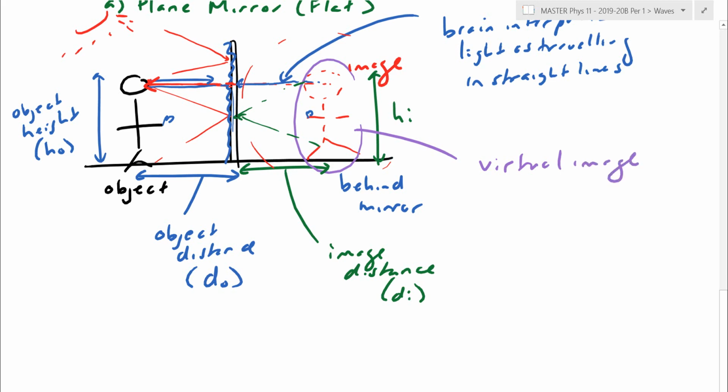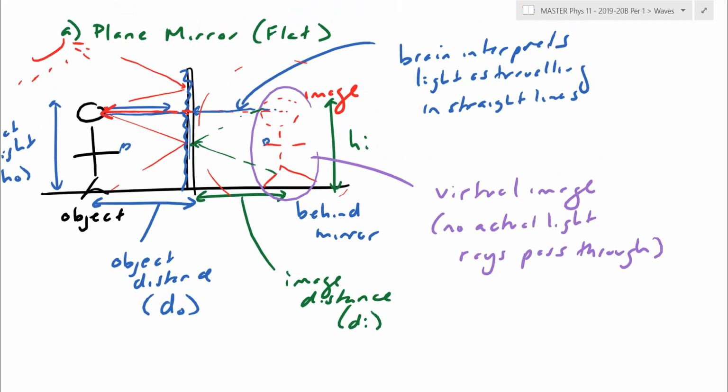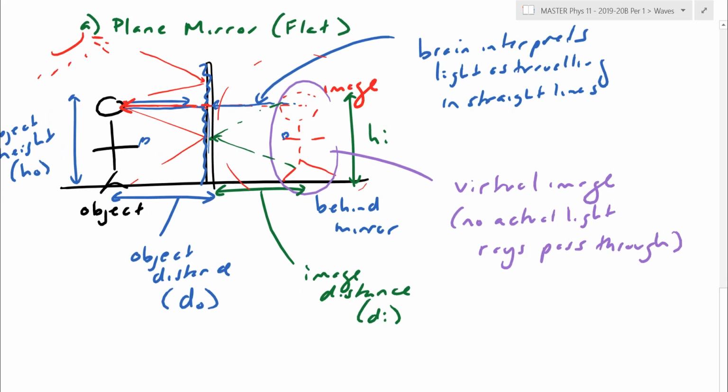When we describe something as virtual, we're actually saying no actual light rays pass through. Remember, light is supposed to bounce off the shininess of the mirror. Light can bounce off all it wants on this side. We're going to call this side here the real side. You are a real person, and light rays are technically bouncing off you as a person. It's just our brain playing tricks on us, thinking it's actually behind.